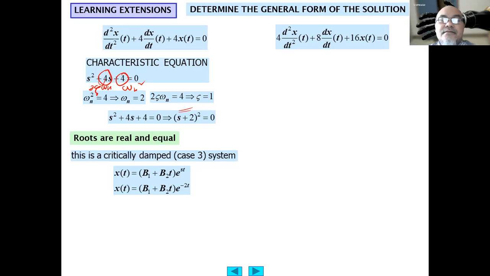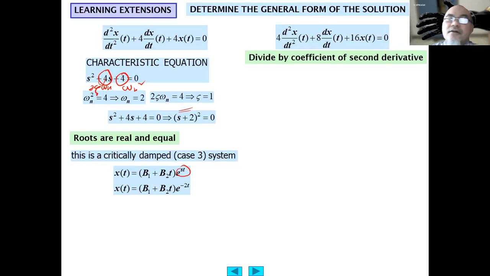Since s equals minus 2, zeta equals 1, this is the critically damped case. x(t) equals (b1 plus b2 t) exponent minus 2t.